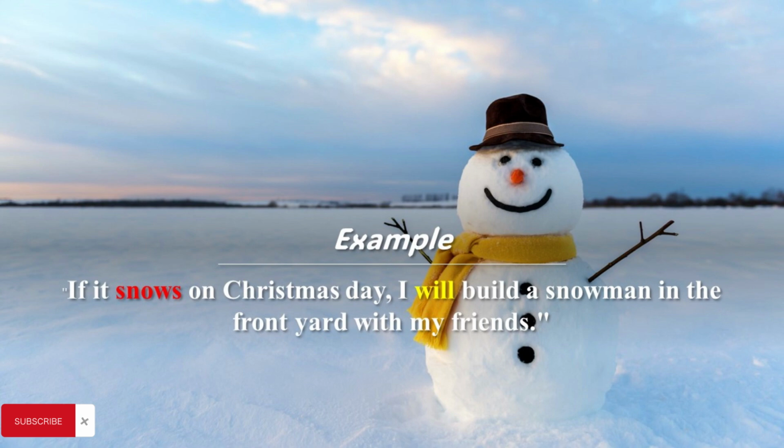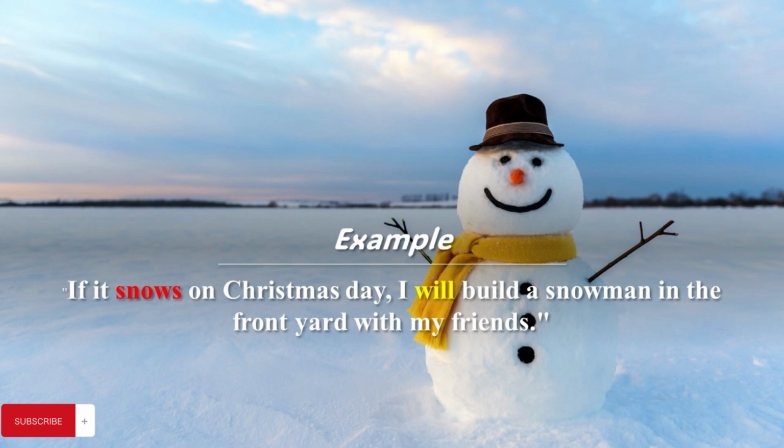If it snows on Christmas Day, I will build a snowman in the front yard with my friends. In this case, the if clause type 1 shows the possibility of snowfall on Christmas Day, and the main clause reflects the outcome, building a snowman with friends. Notice how the if clause, if it snows, is in the simple present. Now, why is that? It's because we are talking about a possible condition, whether it's currently snowing or not.